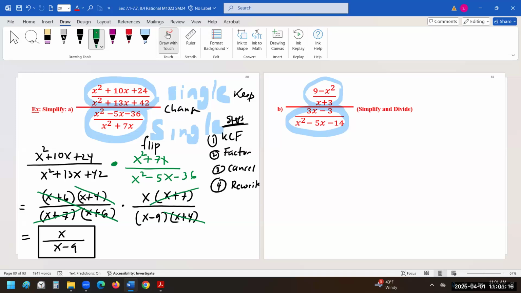Ronaldo, what's the first step? Keep change flip. So 9 minus x squared over x plus 3. We change the division. And then x squared minus 5x minus 14. 3x minus 3.